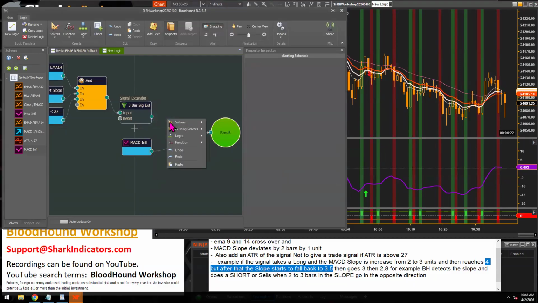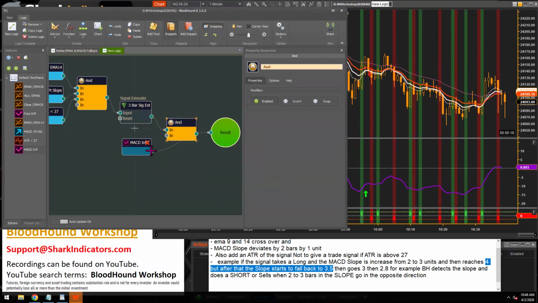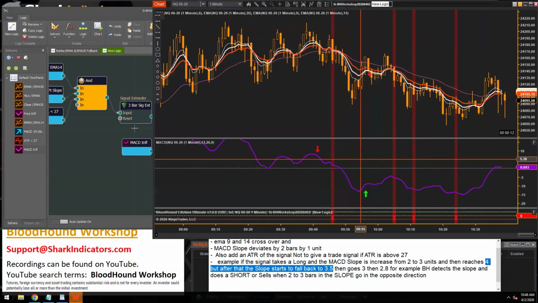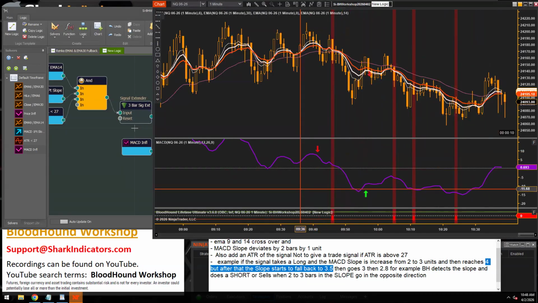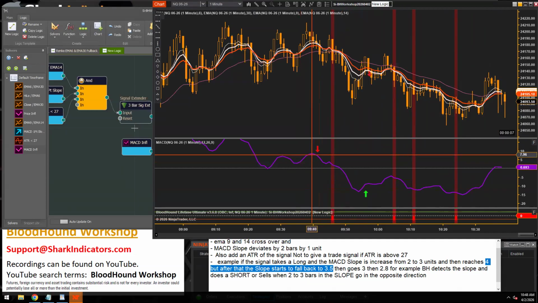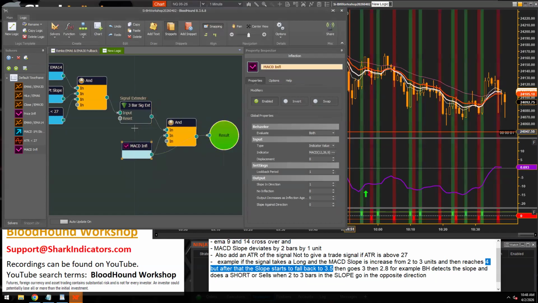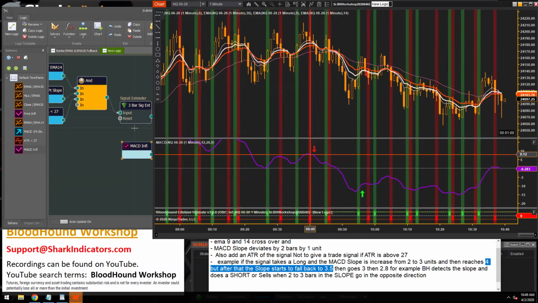So let's connect this up with an AND node. Right. Now it could be just as simple as that. And let's see, I actually didn't get a signal there. Let's see, it's right there.